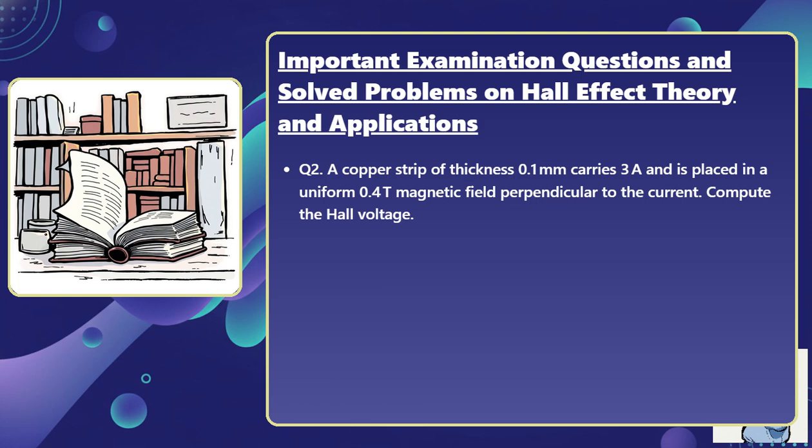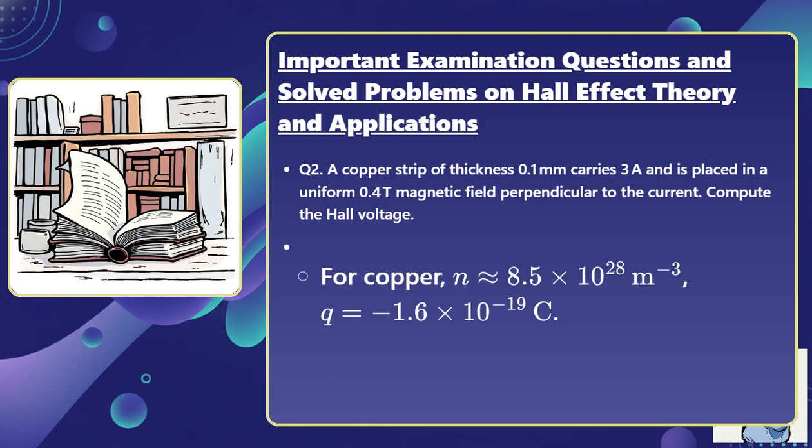Tesla magnetic field perpendicular to the current. Compute the Hall voltage. For copper, carrier density is approximately 8.5 times 10 to the 28 per cubic meter. Charge q = minus 1.6 times 10 to the minus 19 coulombs.